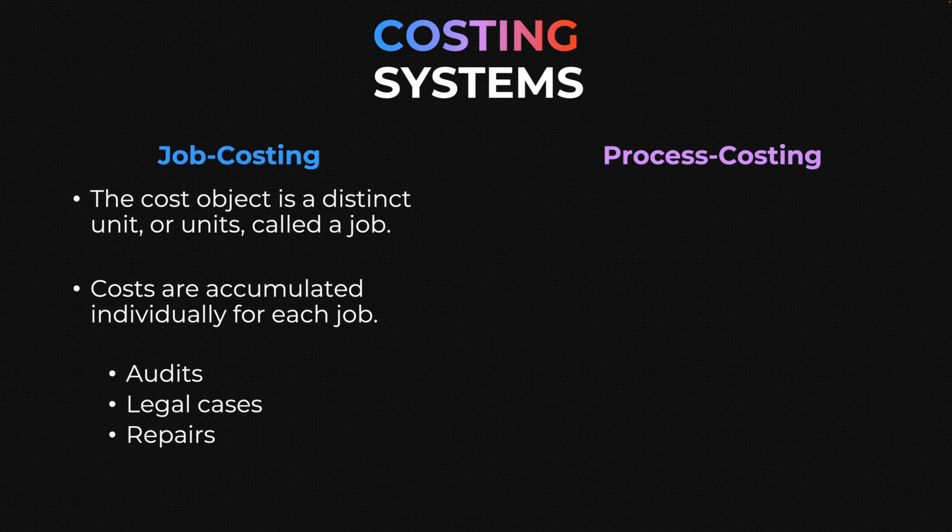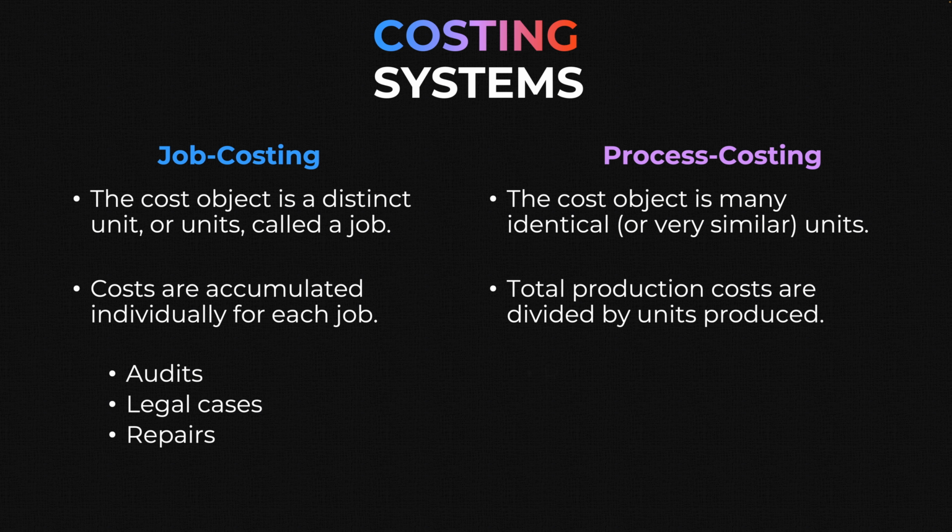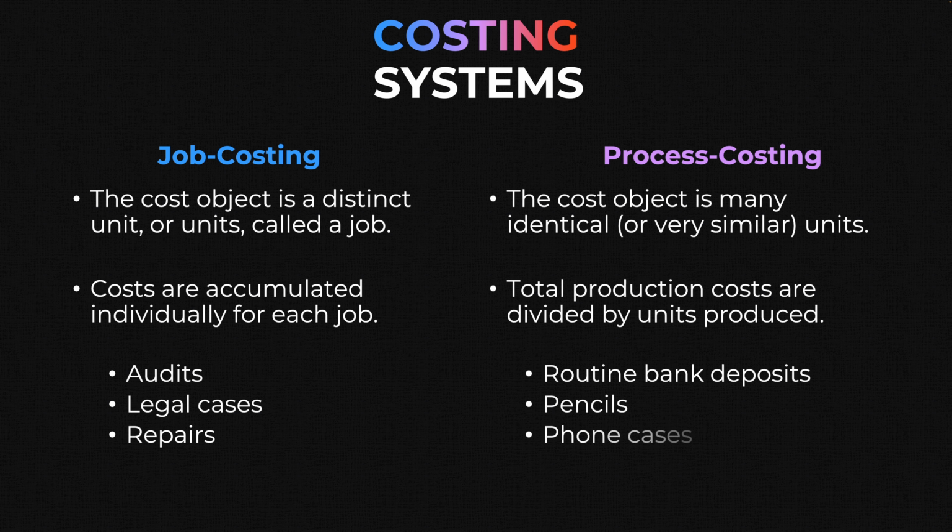Process costing is more involved. The cost object is many identical or very similar units. Total production costs are then divided by the units produced. Think of routine bank deposits, pencils, phone cases, anything that could be a service or a product that is very similar and large in number.